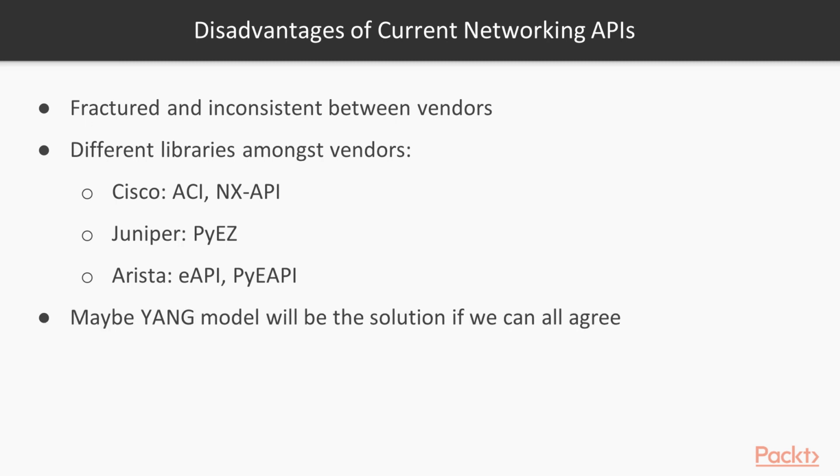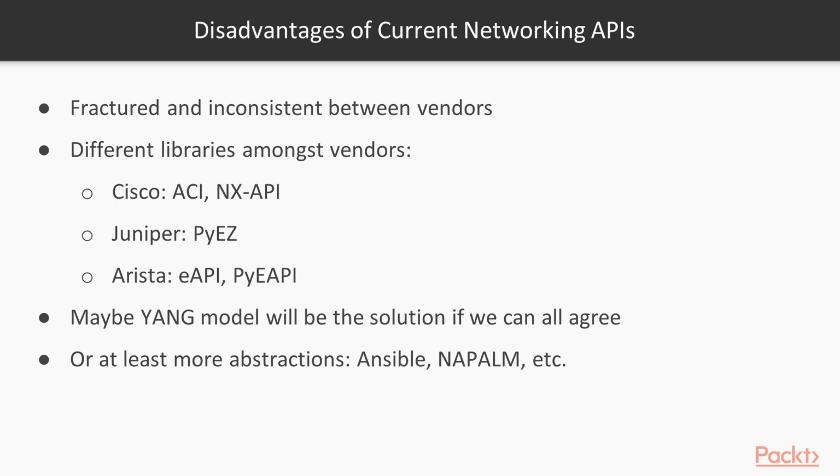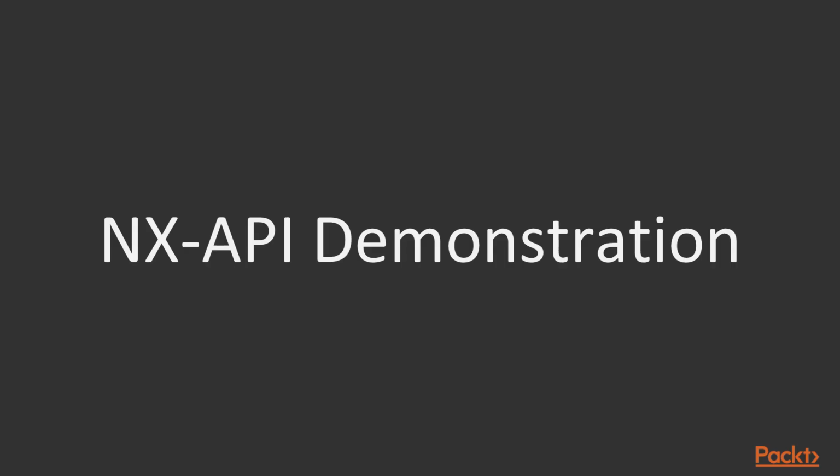In the future, maybe the YANG model as a consistent modeling language for different vendor networking devices would be the answer. Or at least in the future, there will be more abstractions such as using Ansible, NAPALM, or some of the other frameworks and libraries. So let's look at the NX-API demonstration.